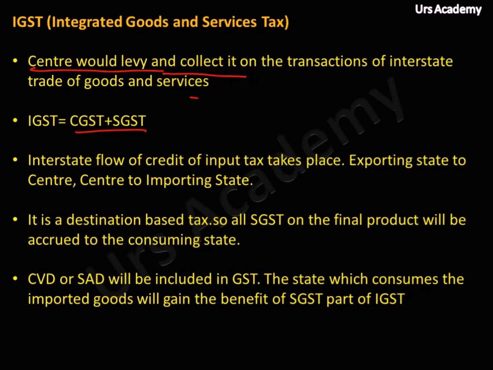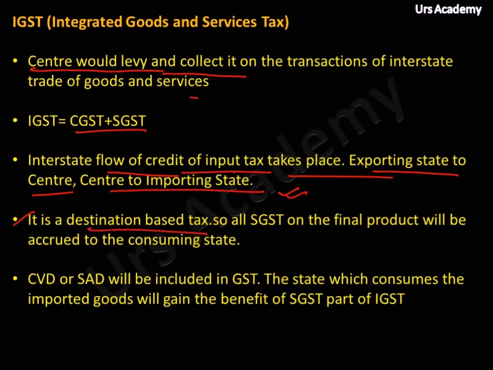I already told. Now here interstate flow of credit of input tax takes place. How? I'll explain in the next diagram how interstate flow of credit takes place: exporting state to center, then center to importing state. Please remember this first, and I will explain in the next figure.